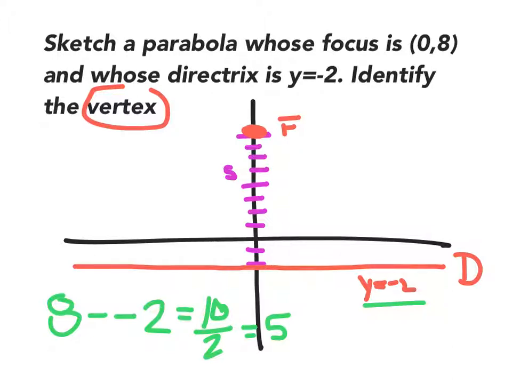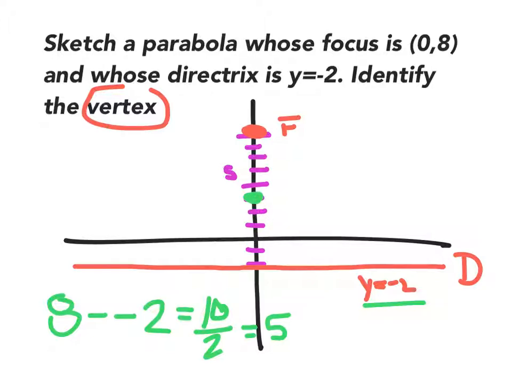You have to count up 5 from the directrix or down 5 from the focus. So let me count down 5 from the focus. 1, 2, 3, 4, 5. And I'm going to put a green dot there. And I'm going to verify I get 5 the other direction. So I was here. 1, my axis is 2, 3, 4, 5. So I know I'm in the right spot.